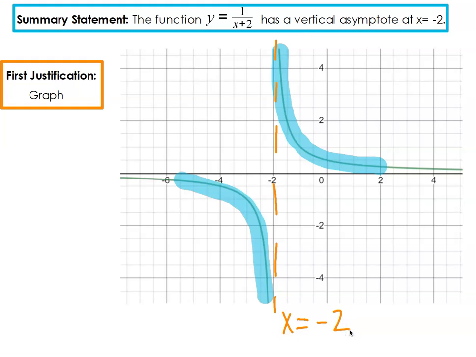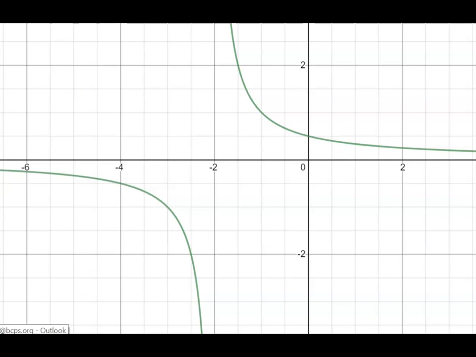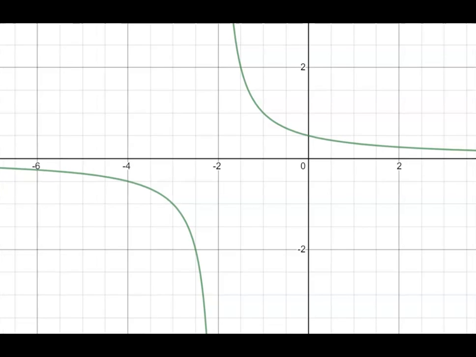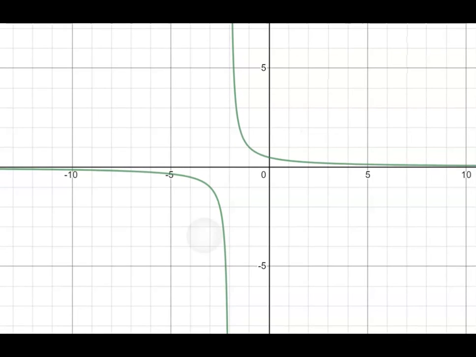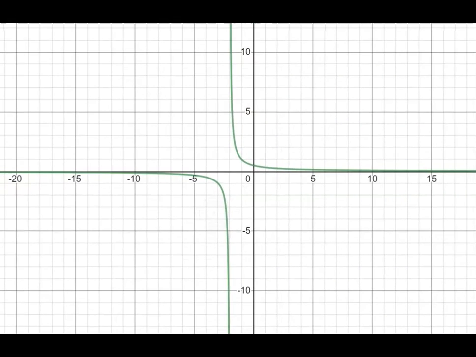So this is just one justification, and it isn't as strong as two more. I'm going to go to Desmos right now so I can zoom out and further show you this asymptote and the function over time. Okay, so now I'm on the Desmos application, and here I want to show you what happens when I zoom out. As I zoom out, keep looking at negative 2, the vertical asymptote, and notice right here as we go up forever and as we go down forever. I want you to pay attention to what happens.